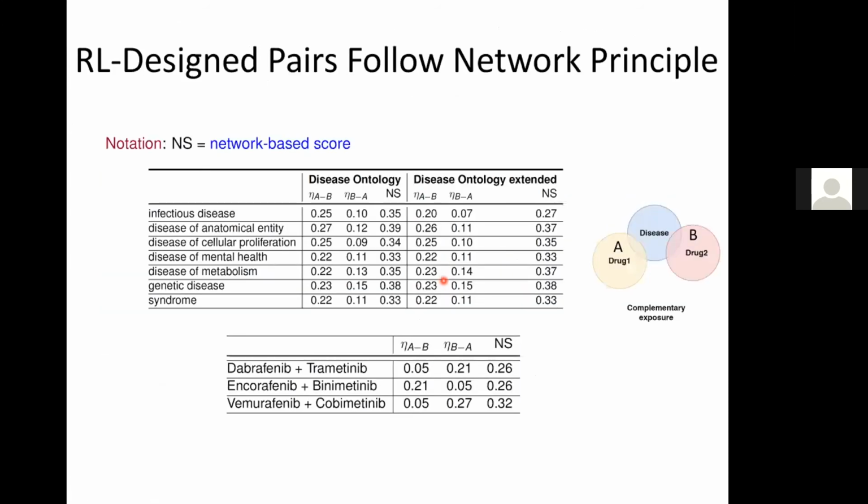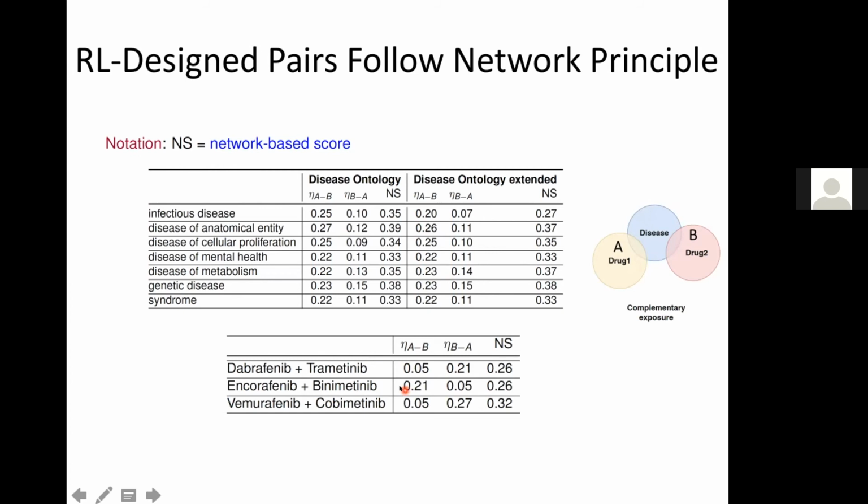The second part is about, what about the designed pairs? So we found that the designed pairs actually follow the network principle. We don't have many ways to examine that. We have to ask what's a portion of A minus B or B minus A, and then calculate the network-based score. And we can only compare that to the existing drugs.